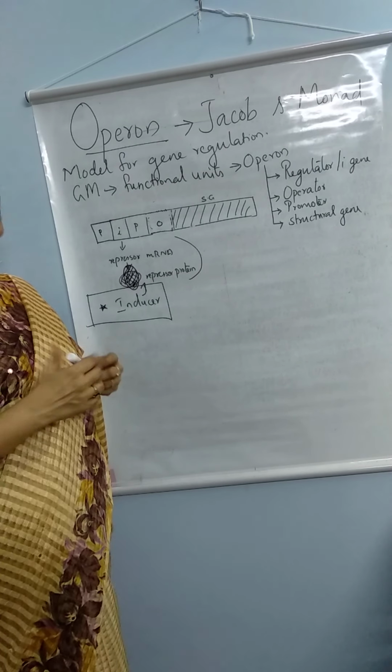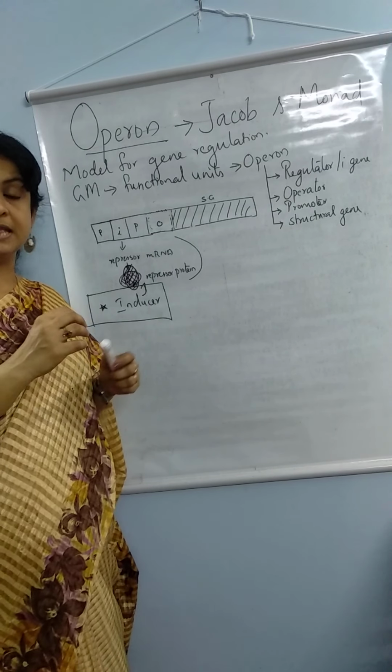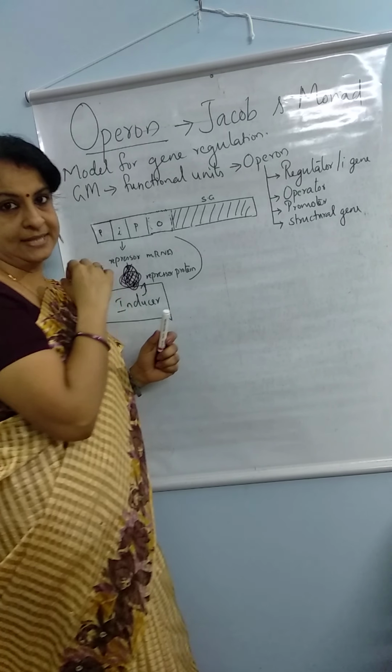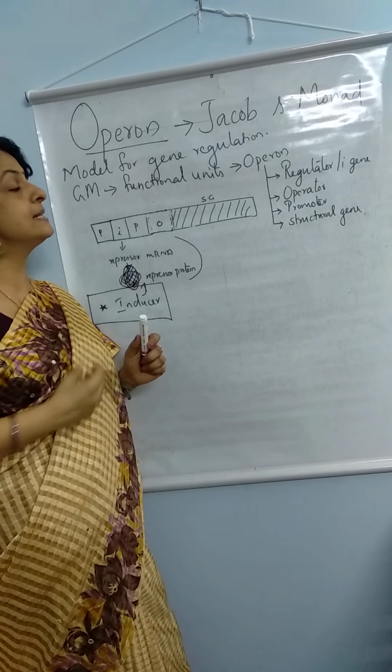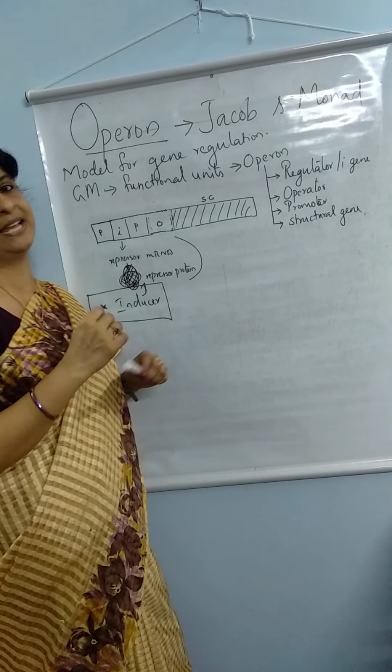So a gene, a set of genes or an operon controlled by a repressor like this is called as a negatively regulated operon.